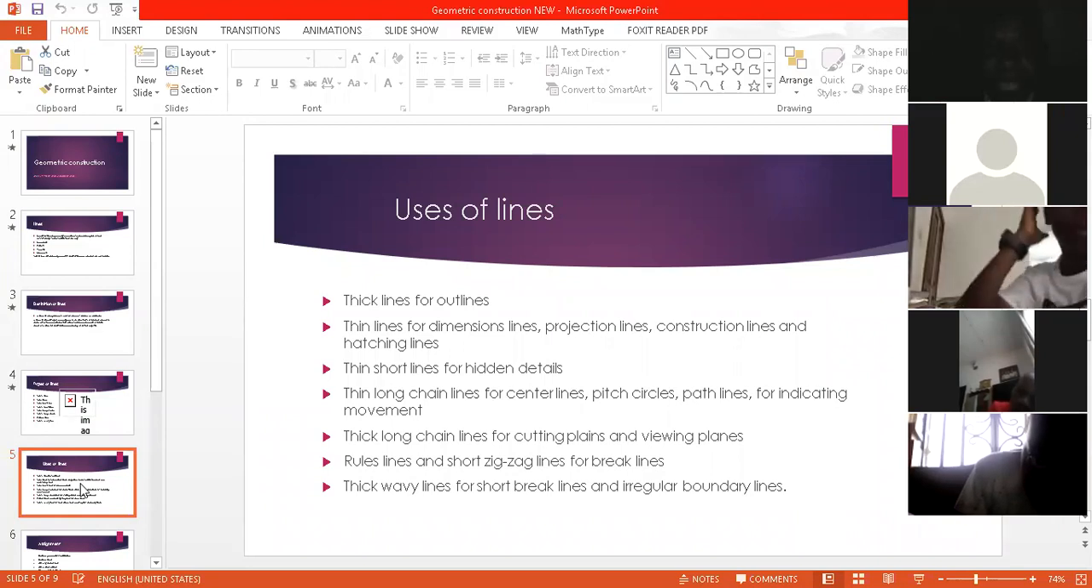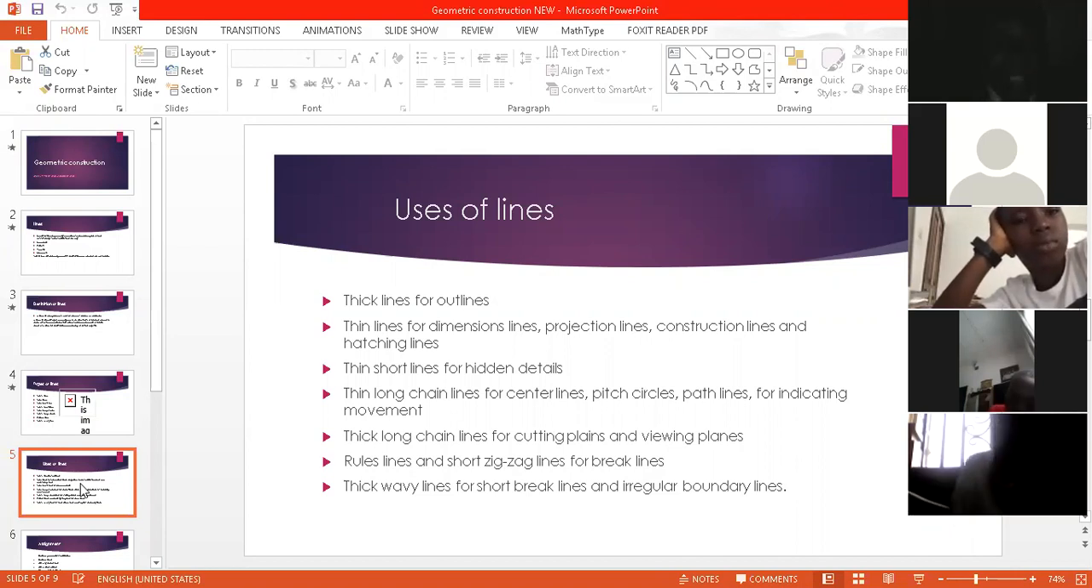Thick lines are used for outlines. Then thin lines are used for dimension lines, projection lines, construction lines, and hatching lines.